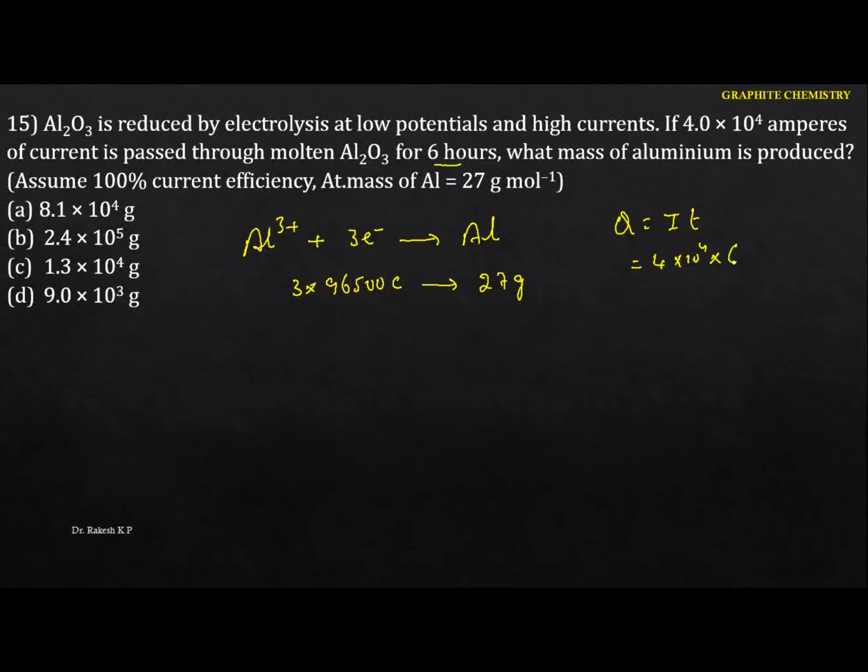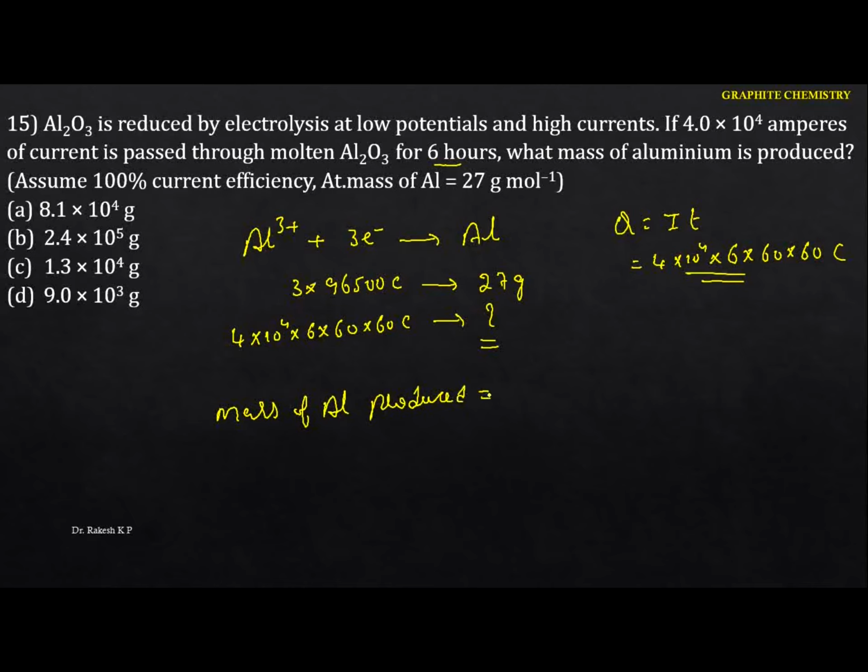You have to convert into seconds: 6 into 60 into 60. That means this much coulomb we have passed. Let me write the same value here. So if you pass that much quantity of current, what is the mass of aluminium deposited? We don't know exactly the mass of aluminium produced on passing this much quantity of current. So now see, do the cross multiplication here.